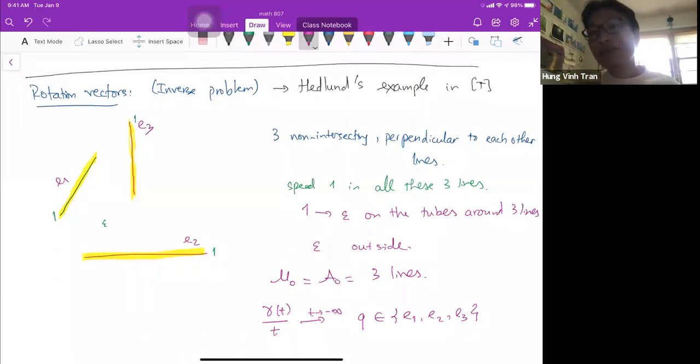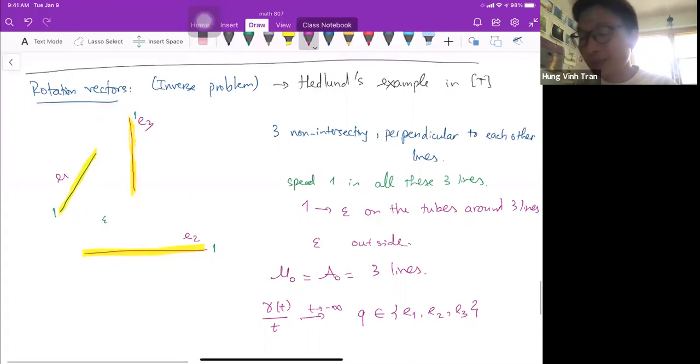So that means that we cannot obtain all possible rotation vectors, and that's why this made the paper of Hedlund very famous. And of course, this is a very interesting example. This was done in 1940 or 1938 or 39, nearly 100 years ago. It's a remarkable result.